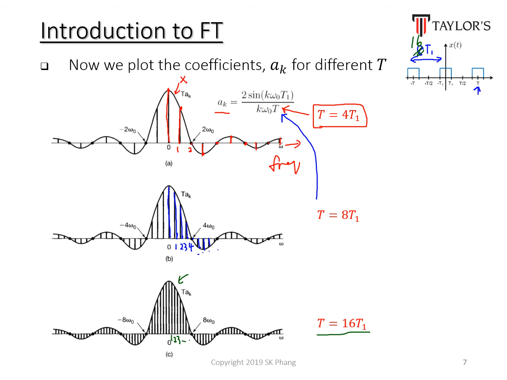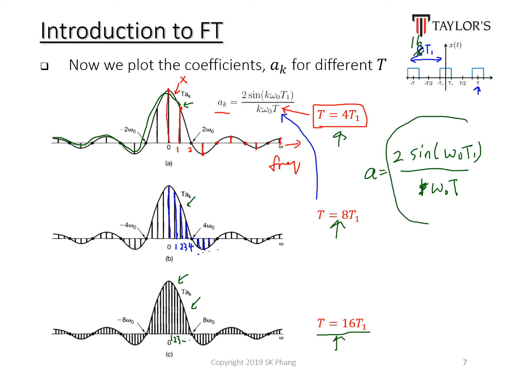So you'll notice one trend. Although we have different periods, these three periods are totally different, but they are multiples of one another. But if you draw a curve forming all the peaks of the spikes on each of the graphs, you will notice that they are actually the same curve. And this same curve refers to A equals 2 sine omega naught t1 divided by k, there's no more k, but omega naught t. So this curve is exactly the same as this one.